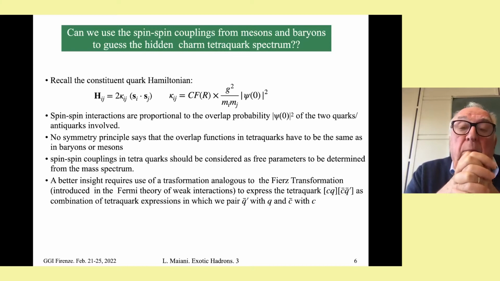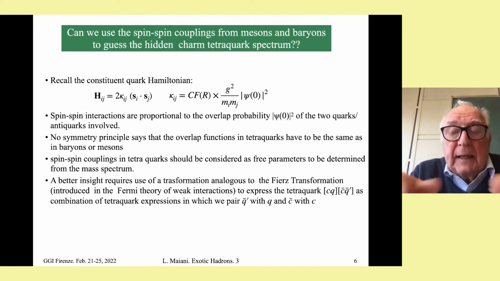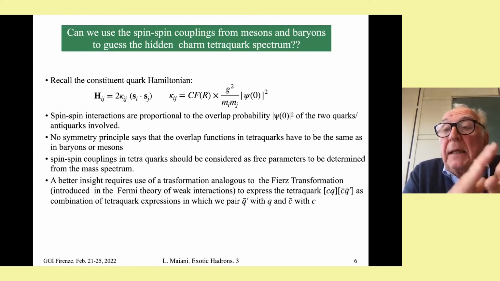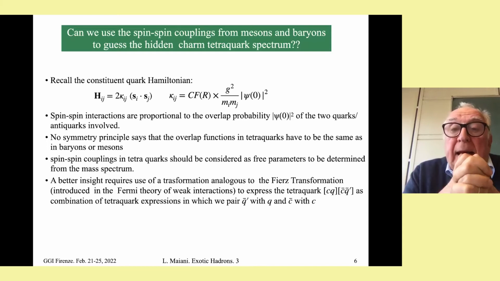And we found a reason for that. The reason is that you cannot really take the spin-spin couplings from mesons and baryons and apply them to this tetraquark system because, as I told you yesterday, the spin-spin interaction is proportional to the overlap probability of the two components that you are considering. And there is no reason why this overlap probability should be in the tetraquarks the same as in the mesons and baryons.